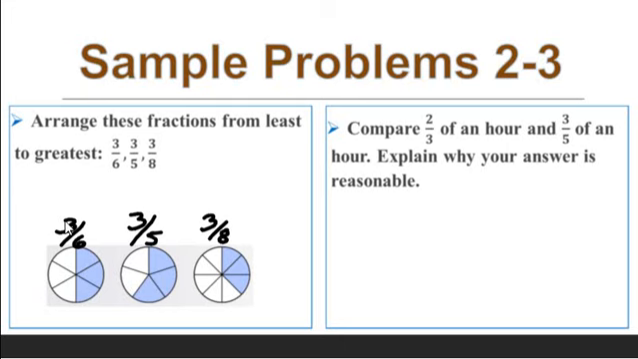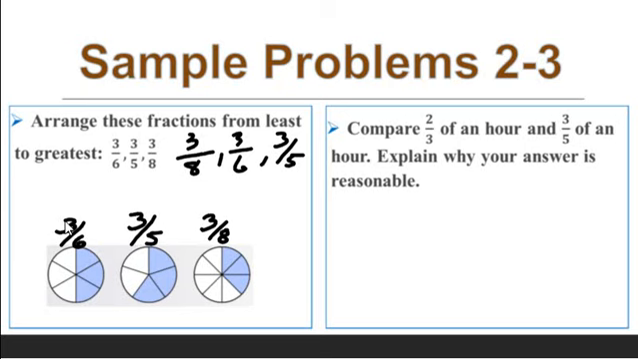So if I'm going to show them from least to greatest, I look at the shaded parts. Which is the smallest shaded part? That would be 3/8. So 3/8 would be the smallest. Then the next smallest would be 3/6 because that's half of the circle. That means the biggest piece is the 3/5 because it's more than half. So 3/5 is the greatest fraction that we have there.